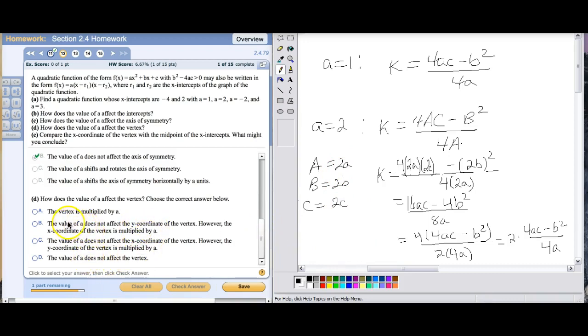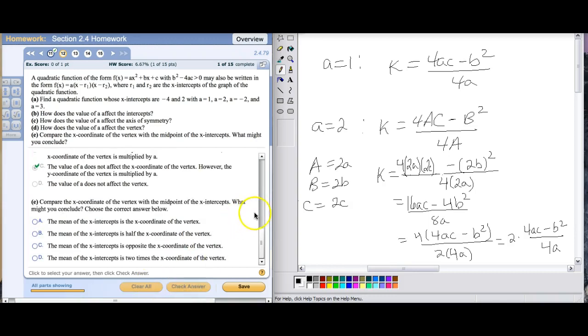So for the vertex, I think this one would be: the value of a does not affect the x coordinate of the vertex. However, it does affect the y coordinate for the vertex. So choose that one and see if it is right. Yes. All right. And so we'll continue on.